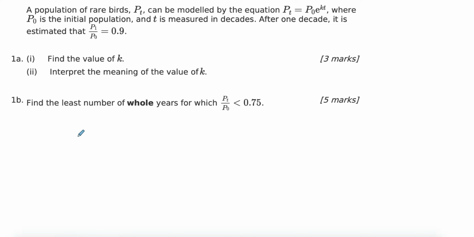So we have P of 1 divided by P of 0. Well, P of 1 is basically just substituting 1 for t. So I have P of 0 e to the power of k times 1. And I can substitute this into my numerator here. So P of 1 is going to be P of 0 e to the power of k, divided by P of 0, and it should be equal to 0.9.